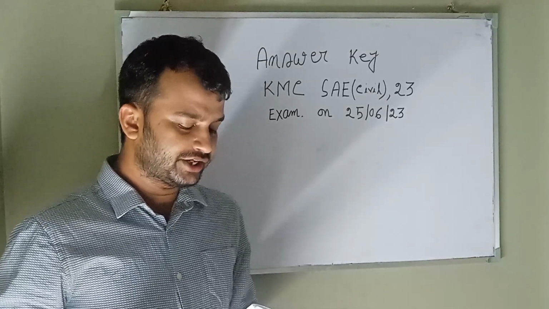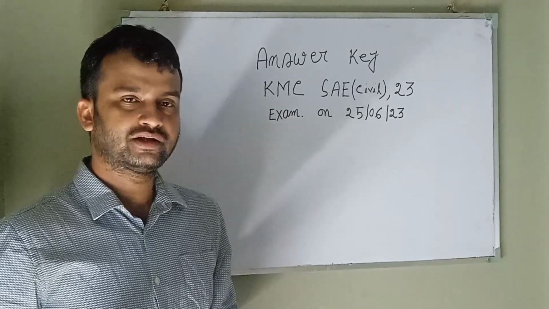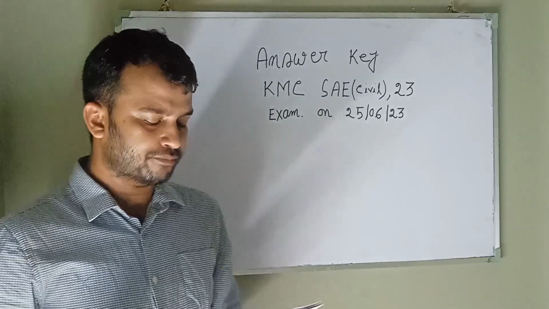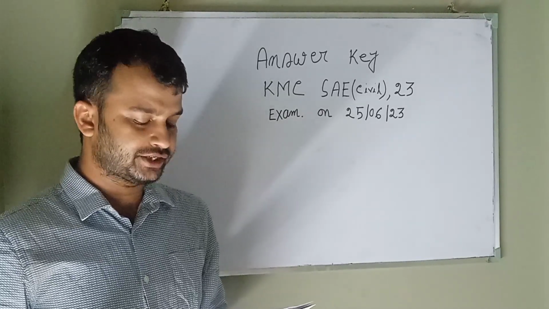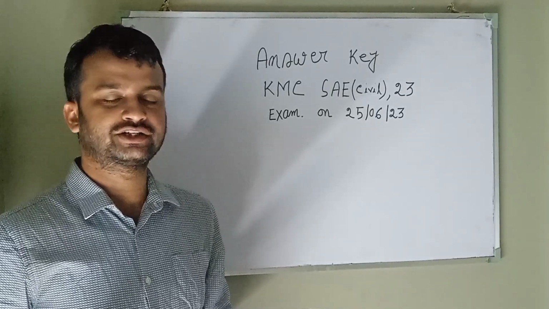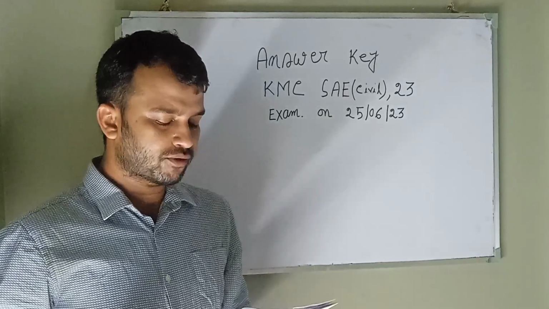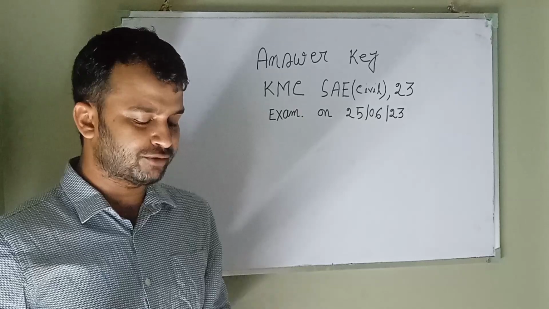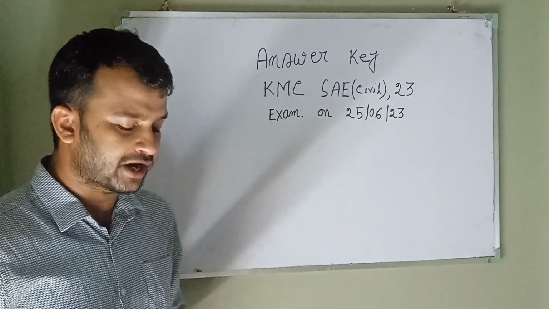Next question number 3. Removal of parallax may be achieved by option A refocusing the eyepiece, option B none of these, option C refocusing the objective, option D refocusing the eyepiece and objective. Here the correct answer is option D, refocusing the eyepiece and objective. Always remember, if you simultaneously refocus the eyepiece and objective, you can remove the parallax.